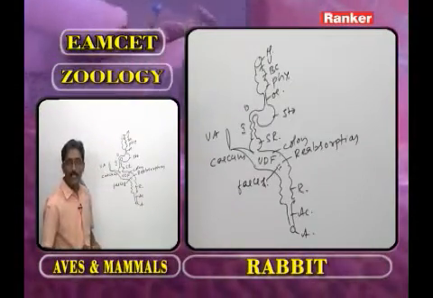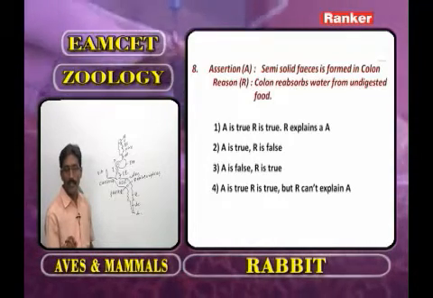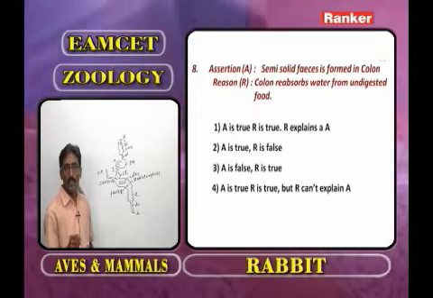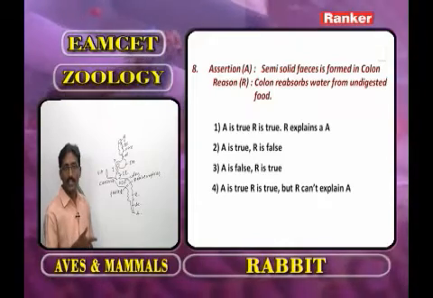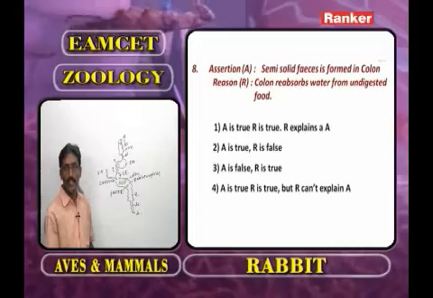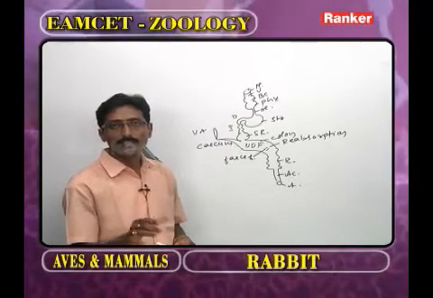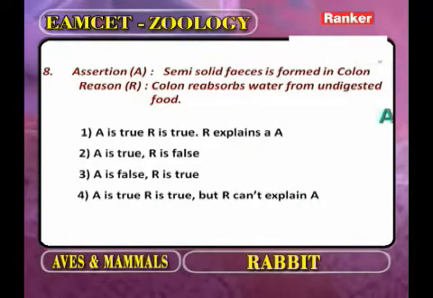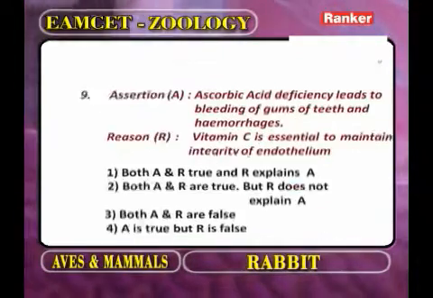Now here, what is the assertion you have to observe? Semi-solid fecal matter is formed in the colon, because in the colon, what is going to occur? The colon reabsorbs water from the undigested food materials. After reabsorption of water, such undigested food material is converted into semi-solid feces or fecal matter. So both are correct and R explains A. Now the answer is both are correct and R explains A. We go for the next question.